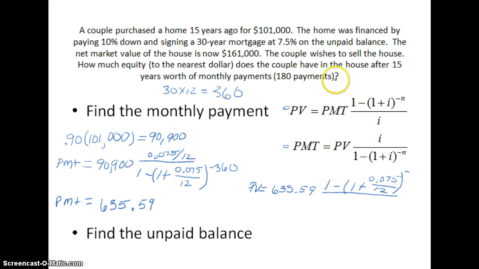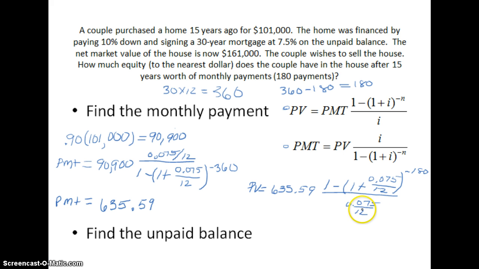The N value is the part that has changed. So the couple has made 180 payments. There were 360 payments total. So if we take the 360 and subtract the 180 payments that they made, they have 180 payments remaining. So we'll use N as the number of remaining payments, which is 180, and then we'll divide by our interest rate, so the 0.075 over 12.